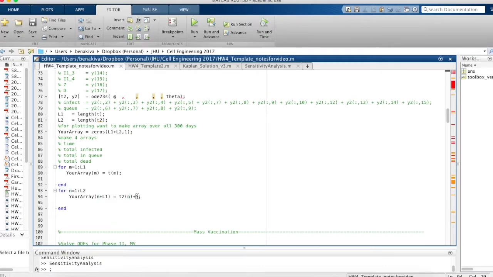And then you're adding 5 because your phase 2 is going to go from 0 to 295, but you want to add 5 to that because you actually should be going from 5 to 300 if you consider the full model with the phase 1 at the beginning. And then you're similarly going to add the values for the other 3 arrays.